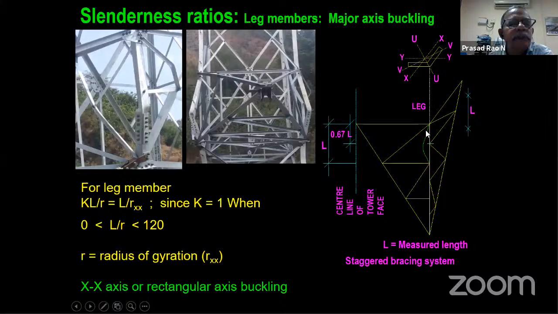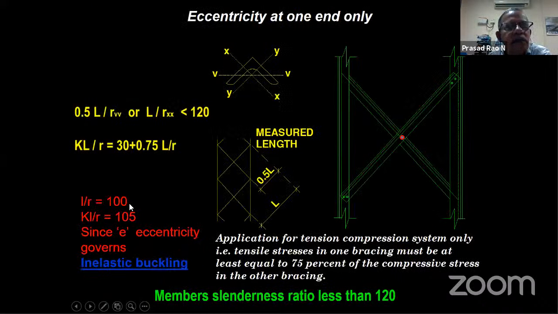Now coming to the bracing, I have 2 bolts here, at the bottom I have 1 bolt. What will happen? My L by R is 100. I have an eccentricity here. One side eccentricity, other side there is no eccentricity, because this member is eccentrically connected here because the other bracing is coming here in the same plane. So my L by R is increasing to 105 because of eccentricity on one plane.